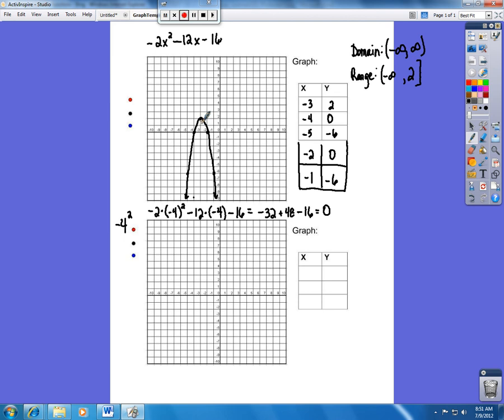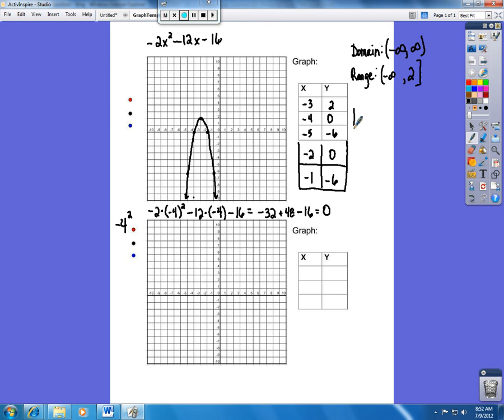Now if you look at what happens after we hit the vertex, as I keep going in this direction, here when x is -3, y is 2, but now as I move over to -2, y is now 0. It's gone down from the previous point. So now y is decreasing after I hit where x is -3.